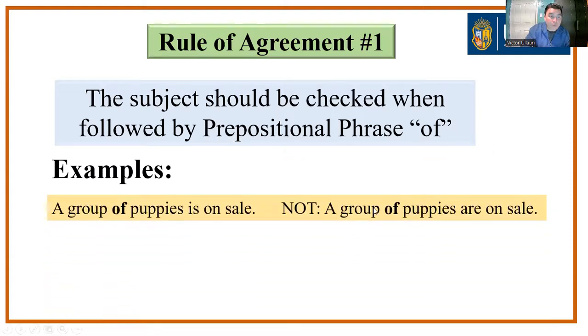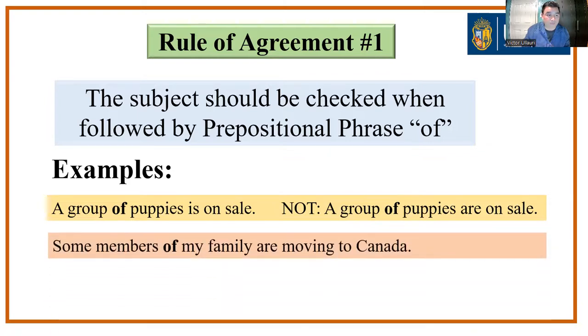A group of puppies is on sale, not a group of puppies are on sale. What does this mean? As I said, before of we check the subject. A group is singular, therefore we use is. Puppies is plural, I know, but we're talking about a group of puppies. So it would be a mistake to say a group of puppies are. I know puppies is plural, but we have to focus on the subject, which is a group, which is singular.